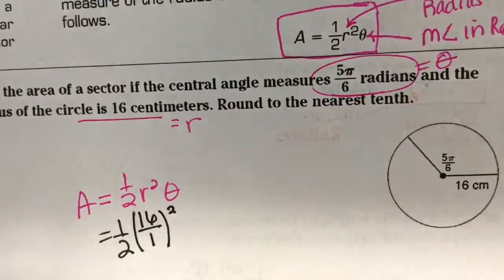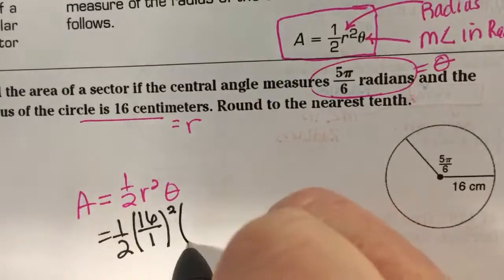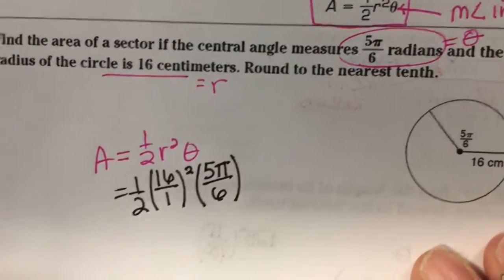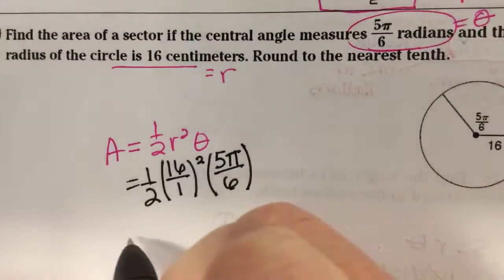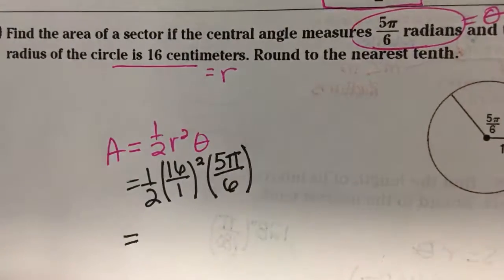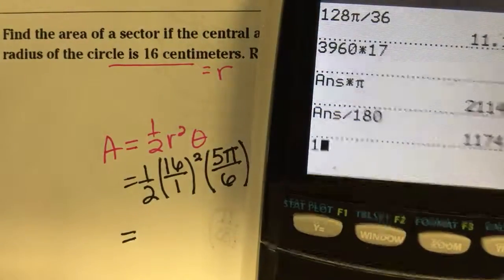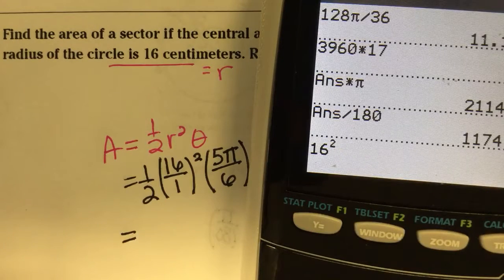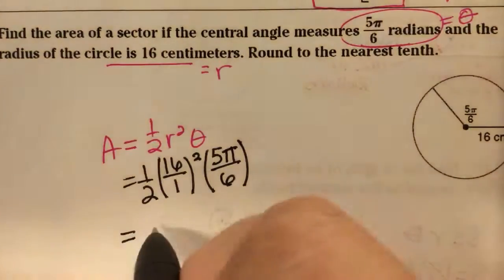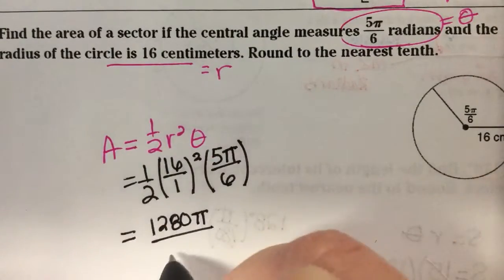I'm going to put all of these on top and bottom so that we don't get confused about what's going where, times the theta, which is 5 pi over 6. So we have everything on top, everything on bottom. We cannot do any cross-canceling because we have an exponent here. On top, we're just going to take everything across: 16 squared times 5. I'm going to leave the pi to the end. So 1280 pi over 2 times 6, which is 12.